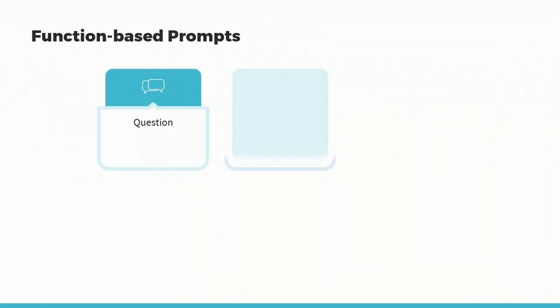Function-based prompts are prompts that are designed to elicit a specific type of response from ChatGPT. Here we'll look at some examples of different types of function-based prompts. Question prompts. These prompts ask a specific question that the model is expected to answer. For example, a question prompt could be "What is the capital of France?" The model would then generate a response such as "The capital of France is Paris."